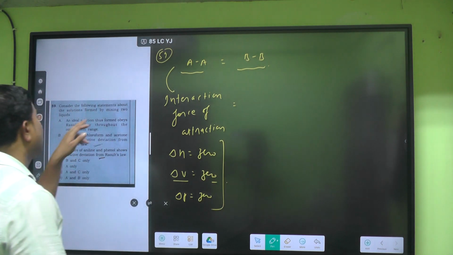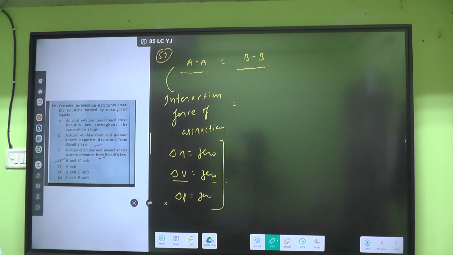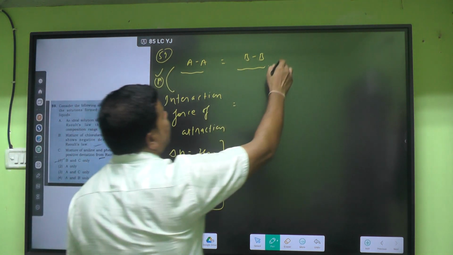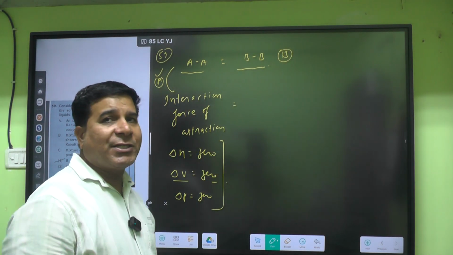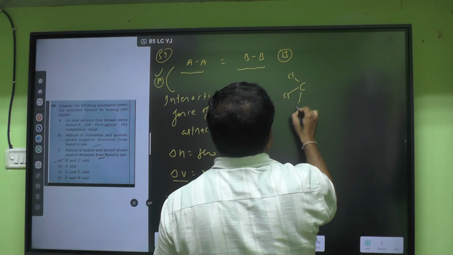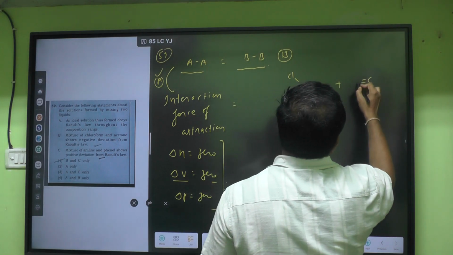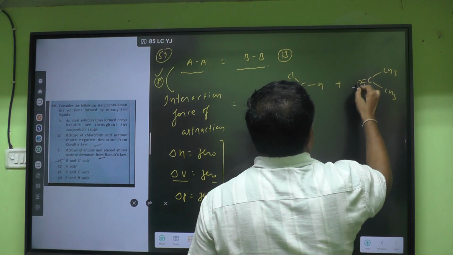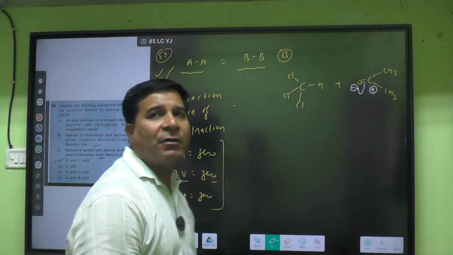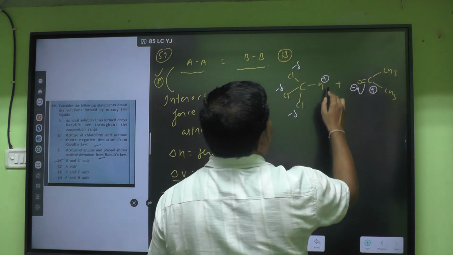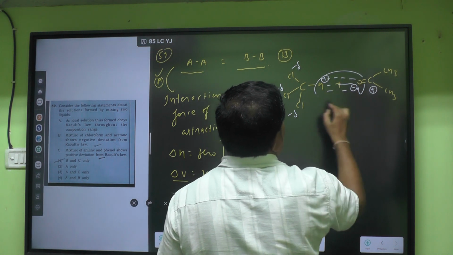Remember, ideal solutions are those that follow Raoult's law throughout the composition range. Next, the mixture of chloroform and acetone shows negative deviation from Raoult's law. This statement is correct. Everyone knows, remember, Cl is here, and acetone has a C double bond O with CH3 groups. After shifting of the bond, we get a partial negative charge here and a partial positive charge here. Positive and negative charges cause more attraction.